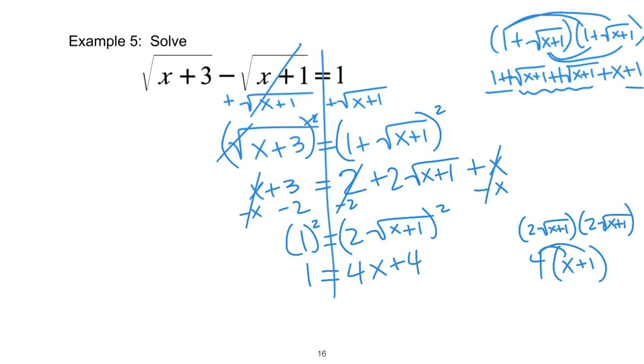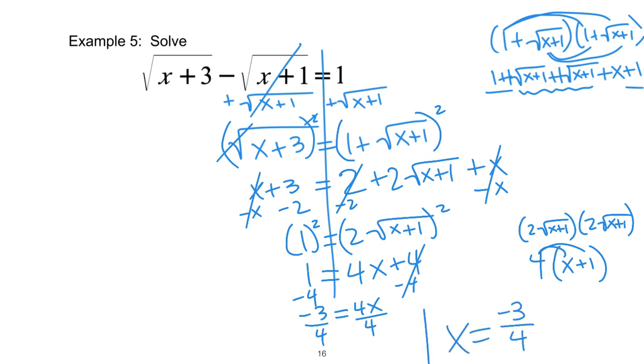We don't even have to factor. We can just solve. There's no x squared in this problem. So I'm going to subtract 4, giving me negative 3, and divide by that 4 to give me an answer of x equals negative 3/4. Now if I plug that in, it's not going to give me any negative square roots. We're okay. Looks great.